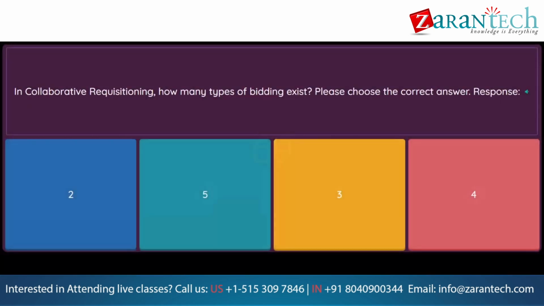Question: in collaborative requisitioning, how many types of bidding exist? Please choose the correct answer. Response: Option 1: 2. Option 2: 5. Option 3: 3. Option 4: 4.